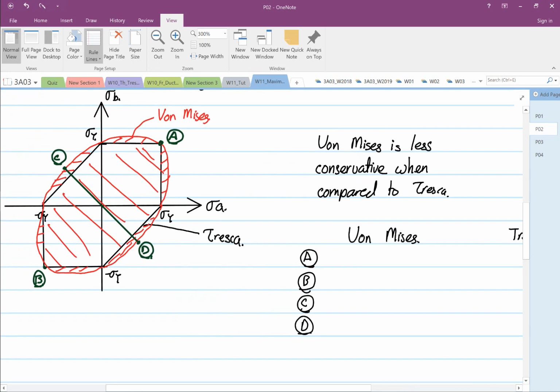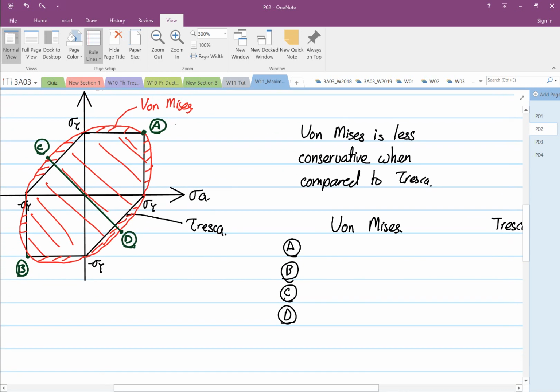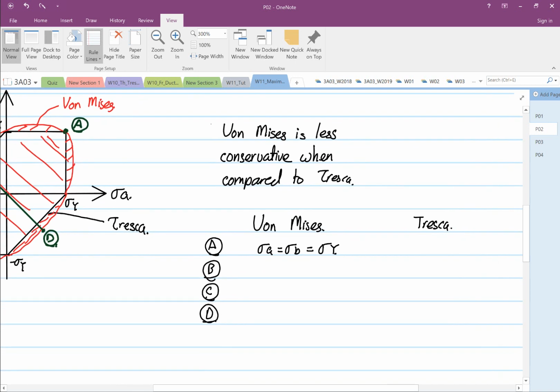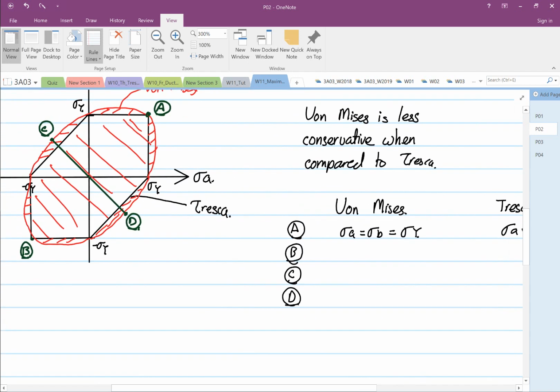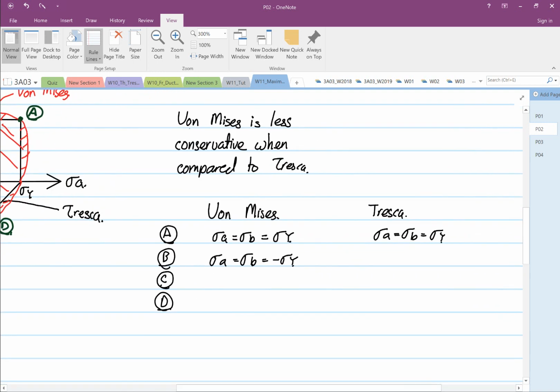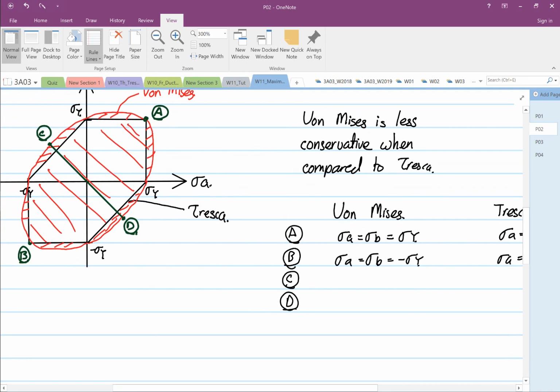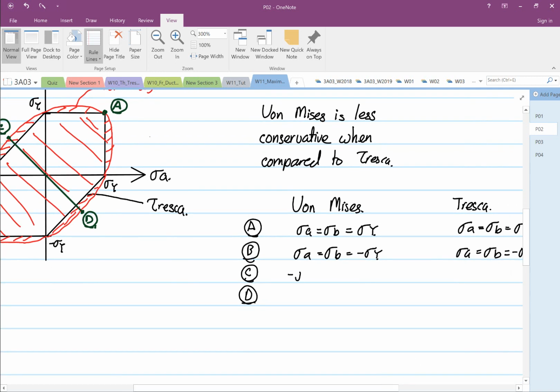So at point A, when you look at point A, stress A is equal to stress B and is equal to stress yield. For Tresca, stress A is also equal to stress B, equal to stress U. And at point B, you'll see that stress A is equal to stress B, and is equal to minus stress U. So at point A and point B, they're the same. What is unique is at point C and point D.